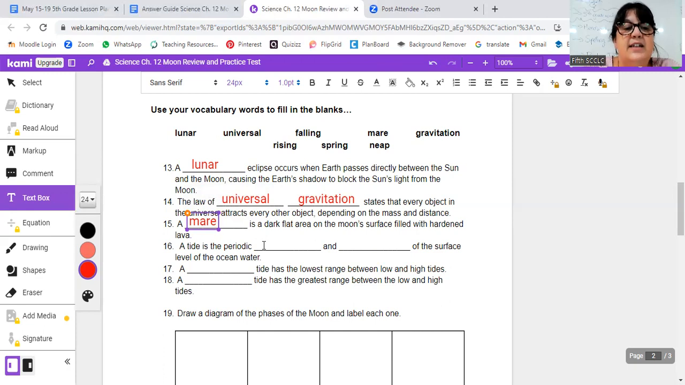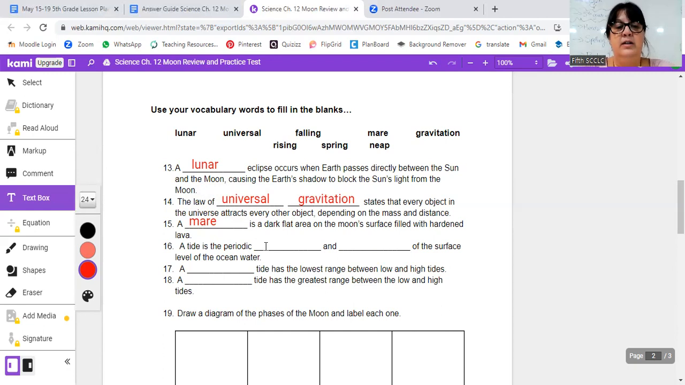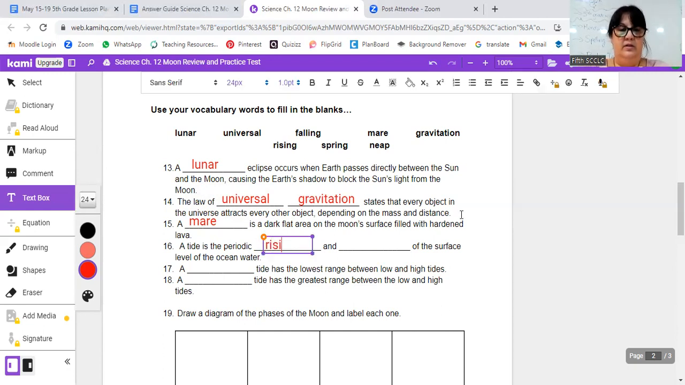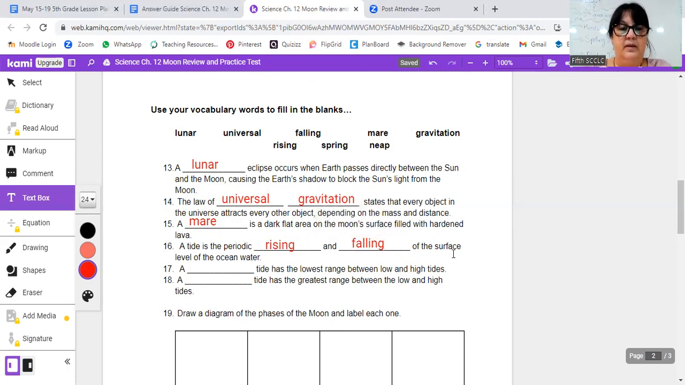Okay, 16. A tide is the periodic blank and blank of the surface level of the ocean water. Mateo? Rising is one. Good. Amelia? Rising and falling. I don't care which order you put them in, it's up to you. But you need rising and falling for number 16. A tide is the periodic rising and falling of the surface level of the ocean. That means the ocean is getting fuller and then it's going down, decreasing.